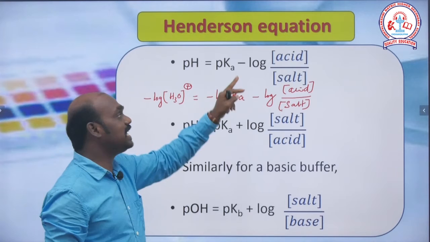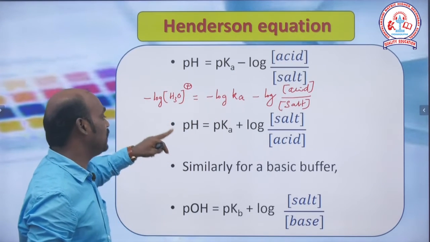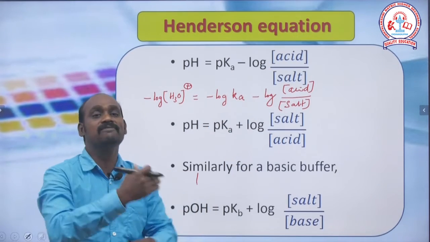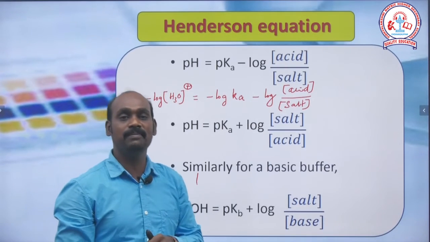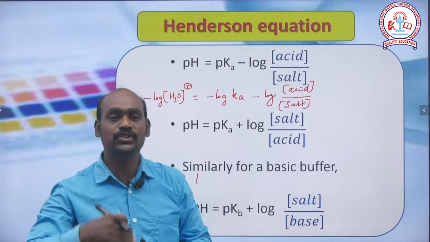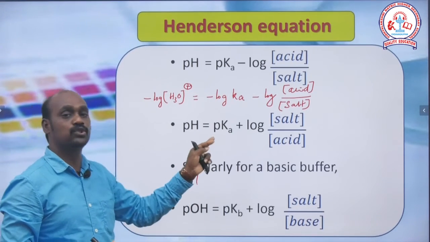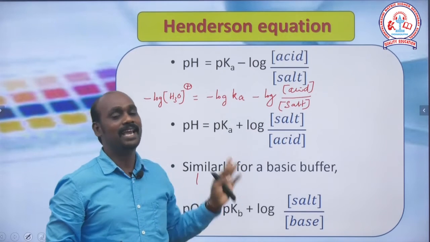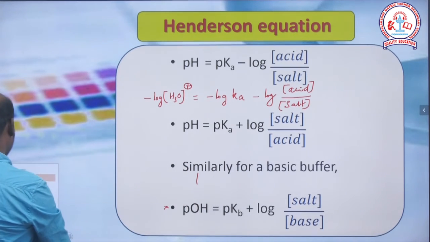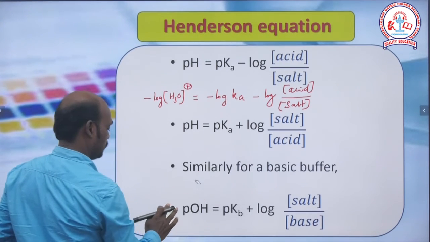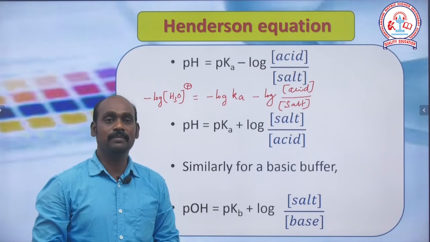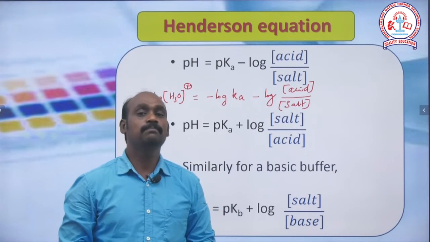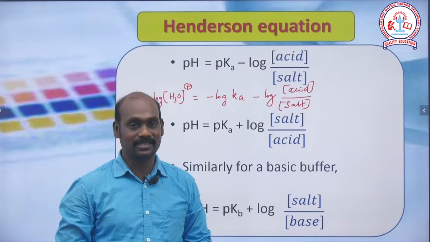Clear? Then we can inverse the sign. So, then we get pH is equal to pKa plus log acid by salt, also inversed. We can inverse the sign, meaning the denominator and the numerator are also inversed. So, then we get pH is equal to pKa plus log, with acid by salt changed to salt by acid. Clear? So, this is the Henderson equation for acidic buffer: pH is equal to pKa plus log salt by acid.